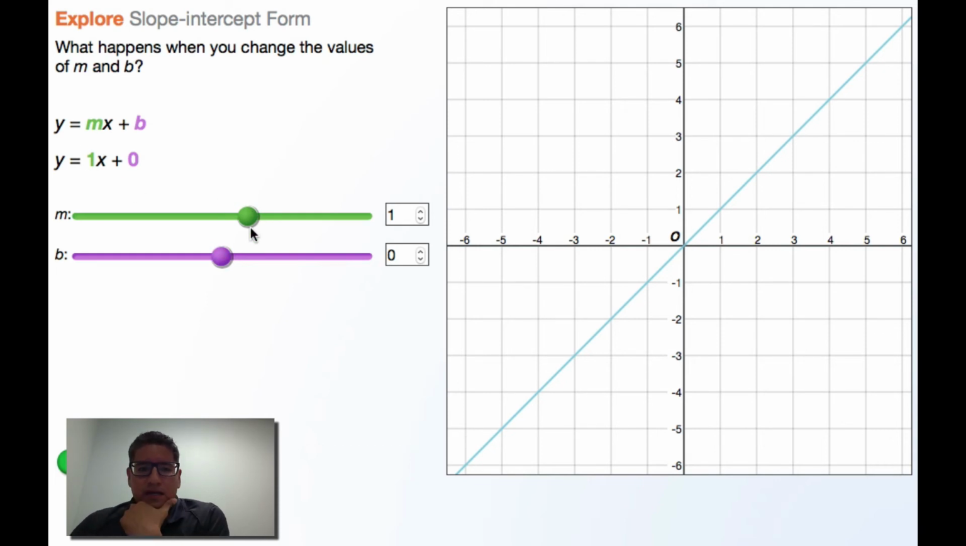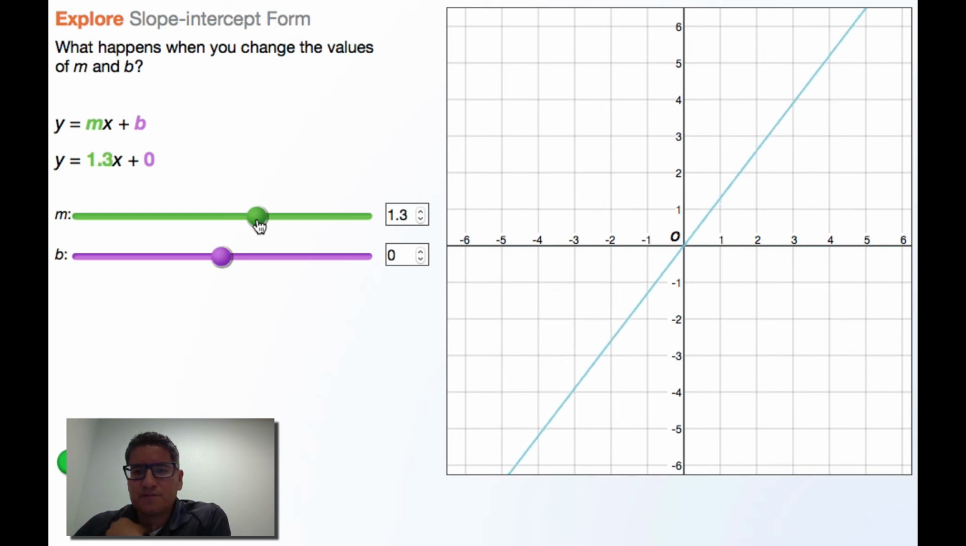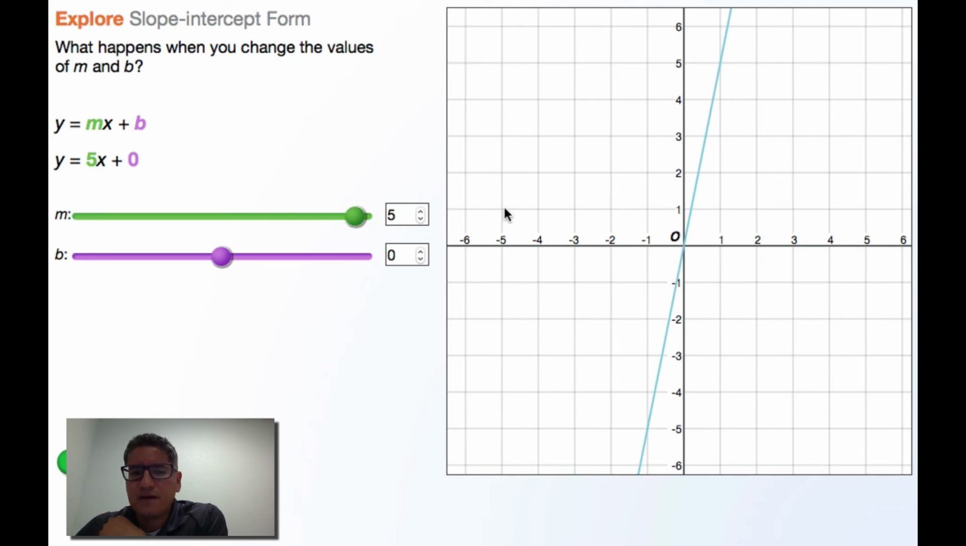Anytime your slope is greater than 1, notice what happens to your function. I'm increasing it, it's going greater than 1. So now I'm at 2. I keep increasing, I keep increasing. What happens to it as my slope increases greater than 1? As my slope goes greater than 1, it dilates. It's a vertical dilation. It goes up.